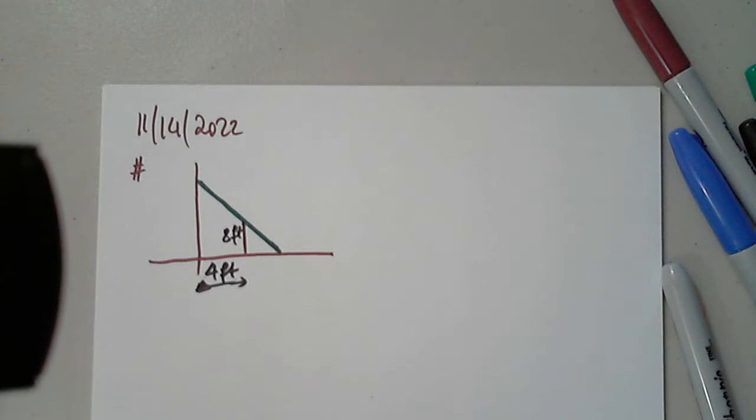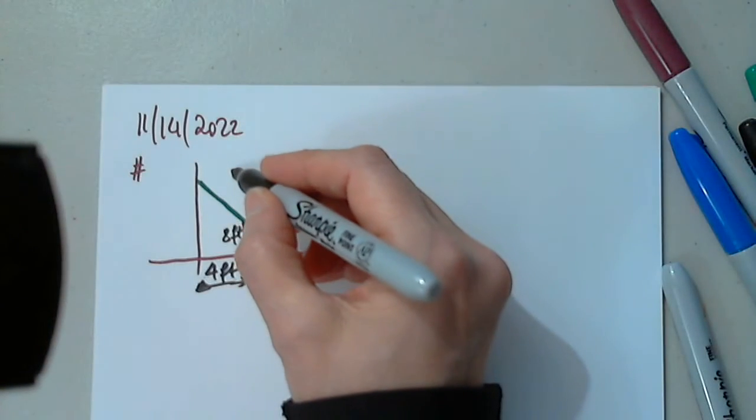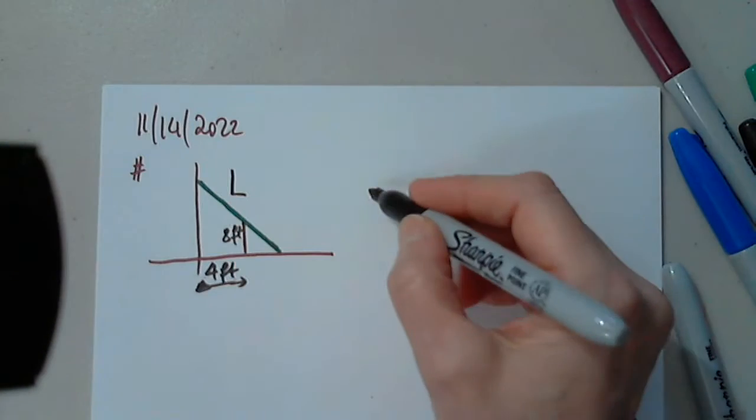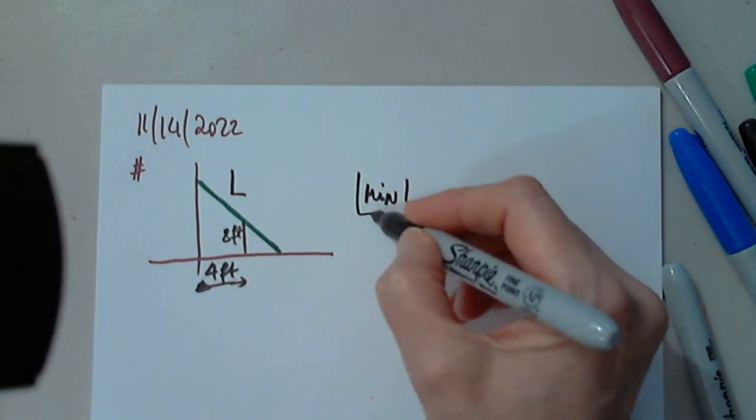Okay. So a fence 8 feet tall runs parallel to a tall building at a distance of 4 feet from the building. So this is the building, this is the fence, this is the distance between the fence and the building. What is the length in feet of the shortest ladder? So when I read this, first of all, I'm going to call this L, and I want to minimize L.